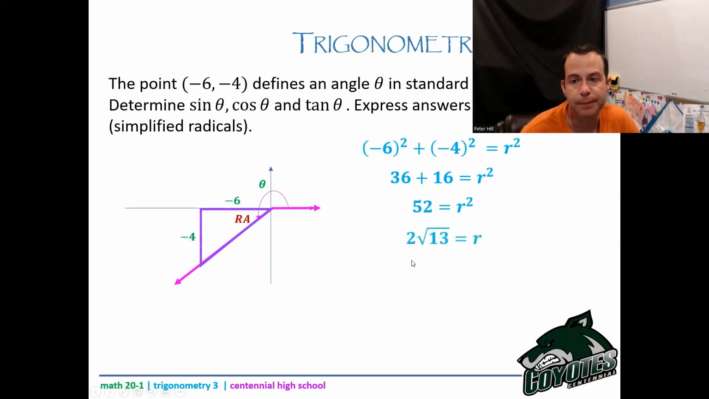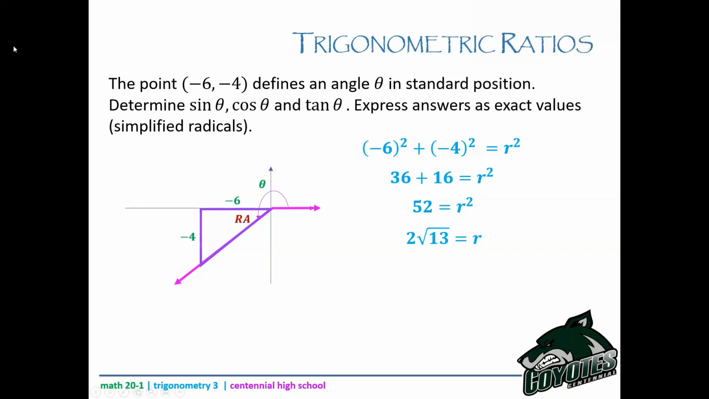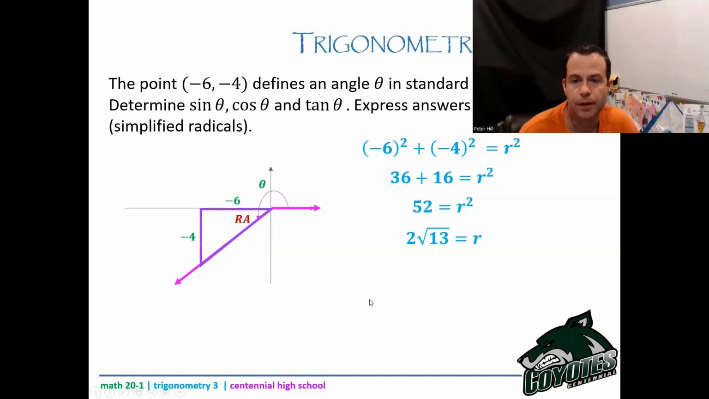The root of 52 can be simplified because it's 4 times 13. So the root 4 becomes a 2, and I'll be left with 2 root 13. Okay, I'm just going to hide myself right quick in case you can't see all of that. All right. So now I know all the sides of my triangle. I'm ready to start saying sine of theta, cos of theta, tan of theta. So sine of theta, remember I'm basing it off the reference angle because that's where my 90-degree triangle is, right?